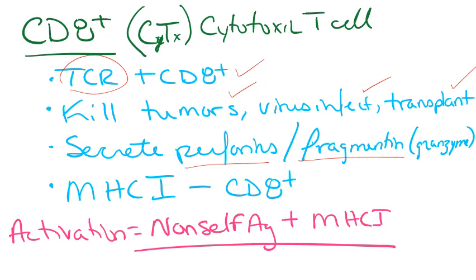Fragmentin is another name, which I'd never heard of before this class, but granzyme is the appropriate name. Perforins and granzymes are the ones that are actually going to be secreted by the CD8 T cell, and that's going to cause the cell that it's interacting with to die by apoptosis. It's a controlled cell death.